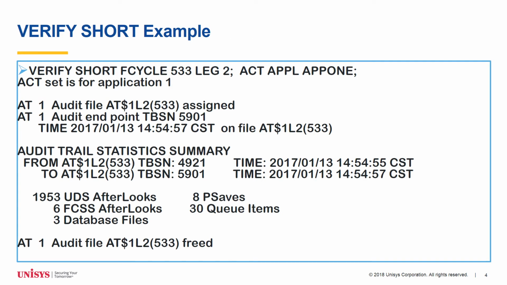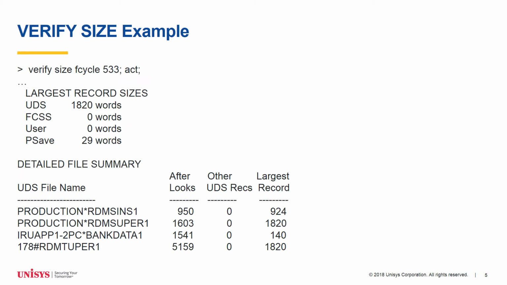Here you can see an example of the verify short output. It shows the start and end information and highlights the trail contents on a single screen. This is a partial example of the verify size output. In addition to the normal verify command output, which is not shown here, IRU provides a summary of the overall largest record for UDS and FCSS records, user records, and periodic save records. Because we specified size, the normal detailed file summary is replaced by a count of afterlooks, other records, and the largest record encountered for each file.